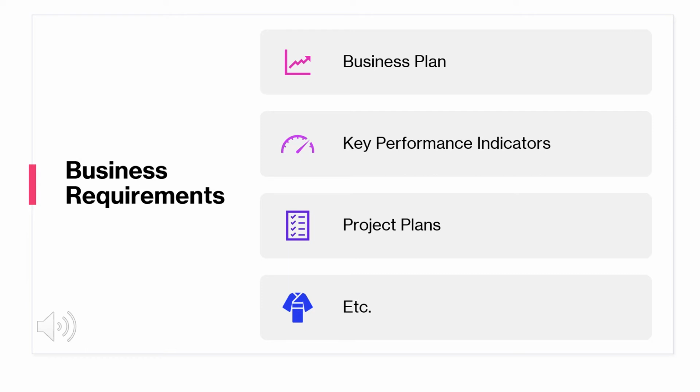And then you might have a specific project plan, like maybe you want to introduce a new product, or maybe you want to develop a new division within the company and you have to do a business analysis of that specific project. And then lots of other things. Like I said, this is such a broad topic.